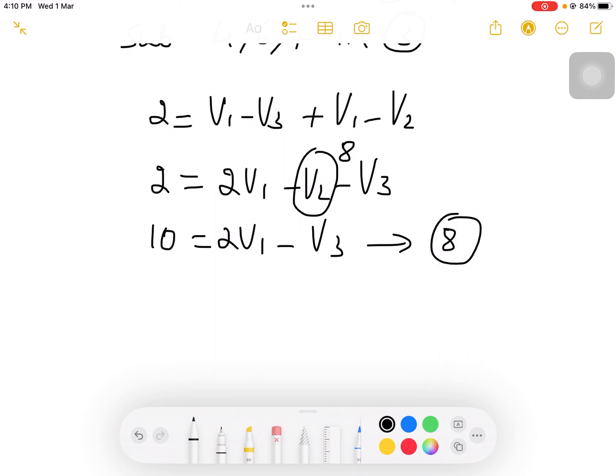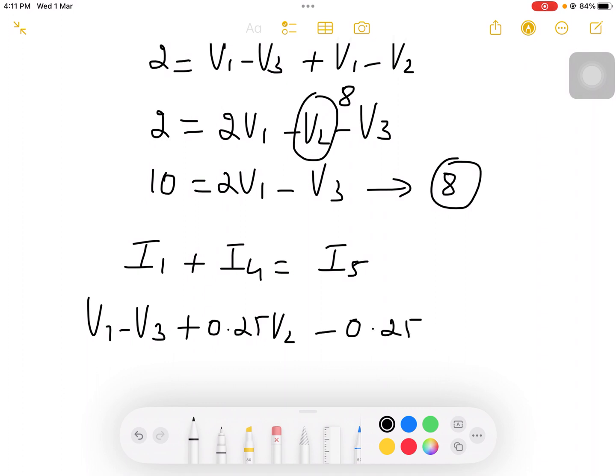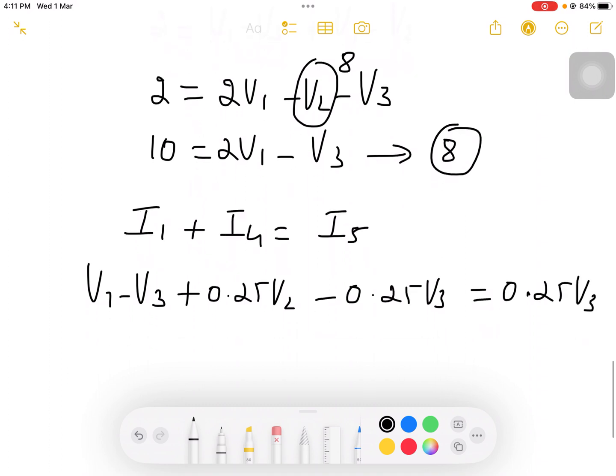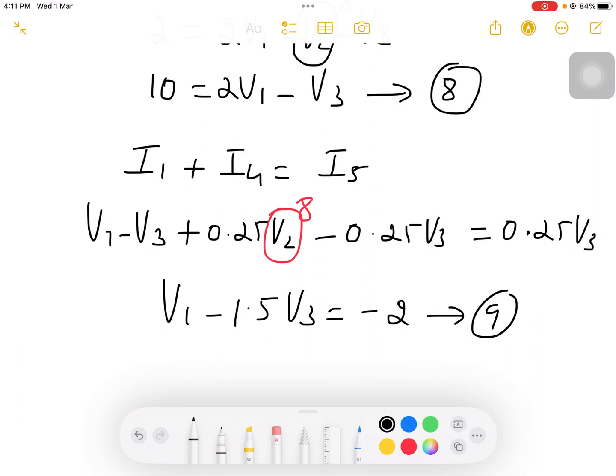And from equation 3, I have I1 plus I4 is equal to I5. Substituting the values of I1, I4, I5: V1 minus V3 plus 0.25 V2 minus 0.25 V3 is equal to 0.25 V3. Once again substituting V2 is 8, if I simplify that, I will get V1 minus 1.5 V3 is equal to minus 2. I will take this as equation number 9.